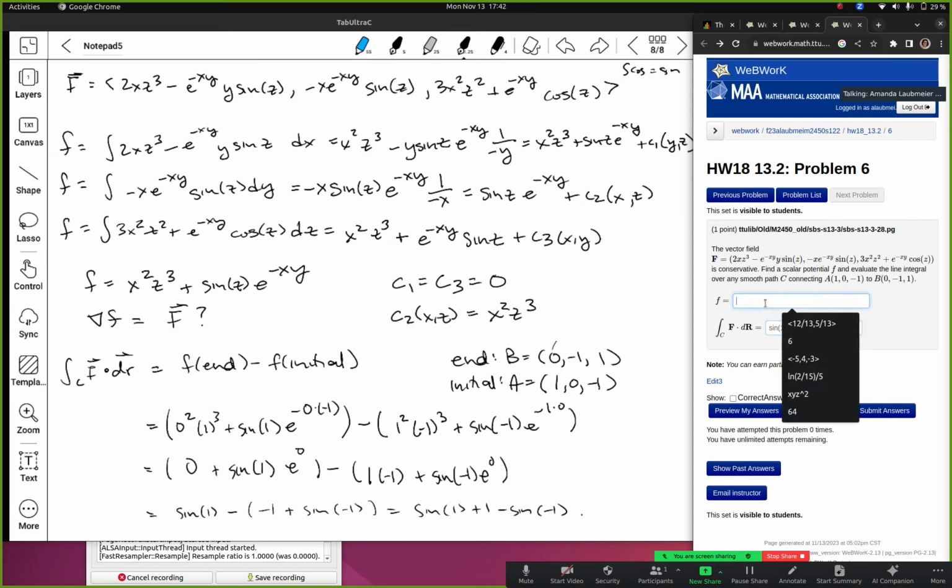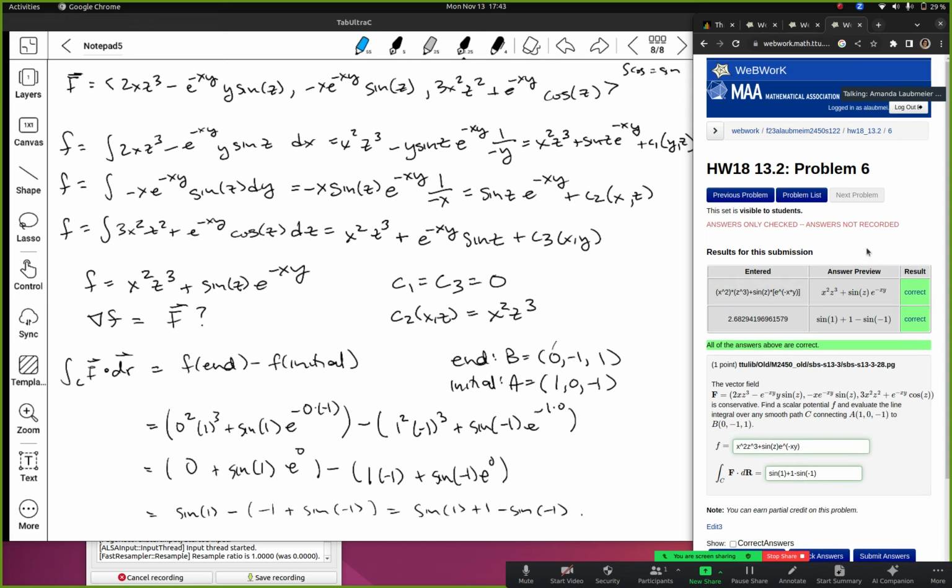And my f, I said, was x squared z cubed plus sine of z times e to the minus xy. I don't know if it cares about that red line there. It did not care about that squiggle line that my computer didn't like. It detected multiplication. So that's the answer for this problem.